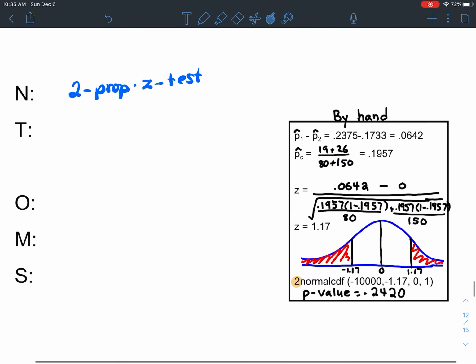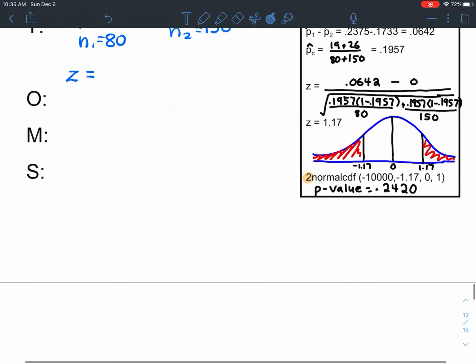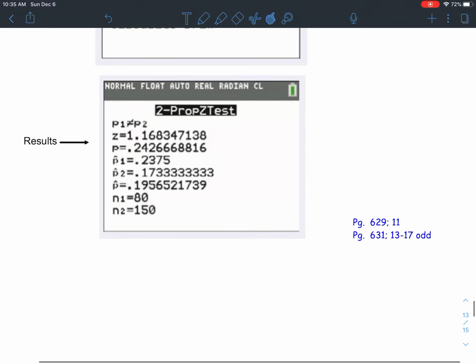All these things that I highlighted in orange and yellow, that's what you have to report as this step here before you say what the test statistic, your z-score, is. So you need to report what you were inputting in the calculator, which is nothing new. We've always had to do this even when we did normal CDF. We've had to label what our calculator inputs were.